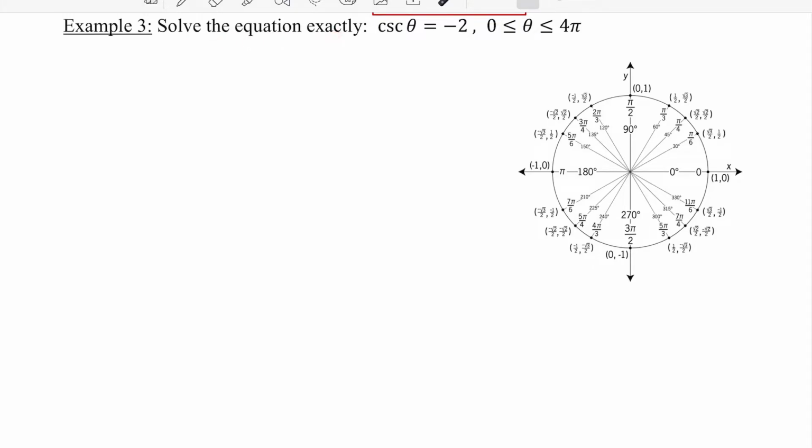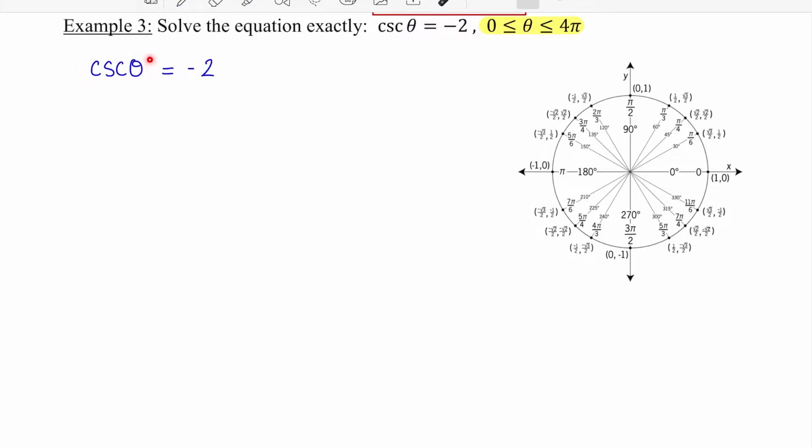Example 3. Solve the equation exactly. Cosecant of theta equals negative 2. Theta is in between 0 and 4 pi. My equation is cosecant of theta equals negative 2. My unknown is theta. I'm supposed to find the value of theta that satisfies this equation. And my theta is in between 0 and 4 pi.